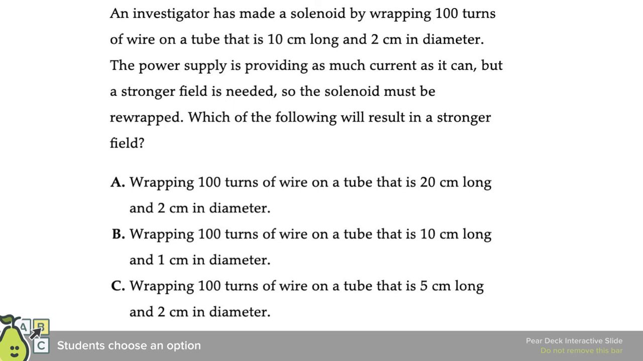Wrapping 100 turns of wire on a tube that's 20 centimeters long and 2 centimeters in diameter. Here we've increased L, but we've not increased N, and we've not changed R, which doesn't really matter. A longer L is bad because we know that the field is mu naught I N over L. So more L is not good. So this one's out.